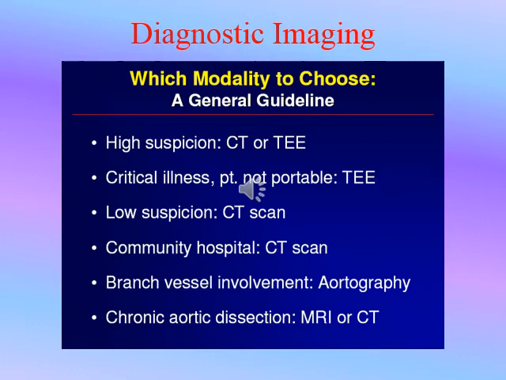So I can bring in a TOE because these can be portable, unlike CT machines. Take the transverse echo and perform a TOE at the bedside, beside the patient. But if I have no suspicion of a dissection, then I'd go for a CT scan because it will be less invasive and it would scan the whole of the aorta.